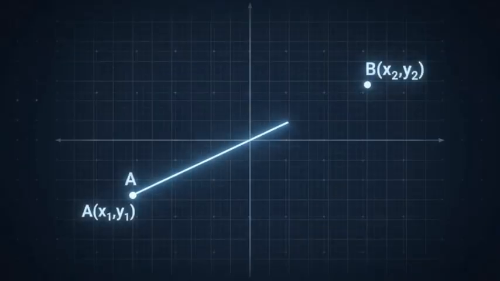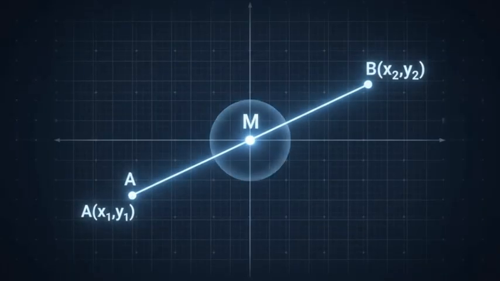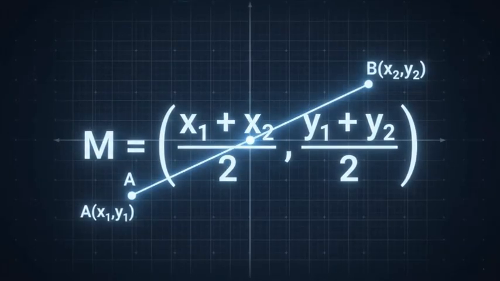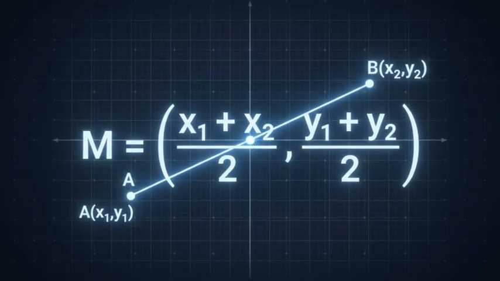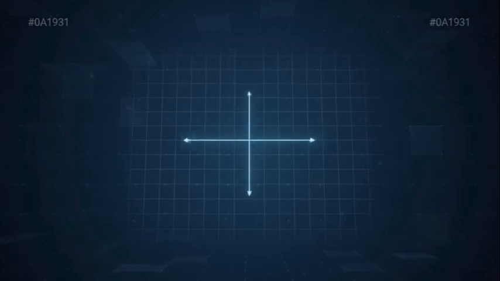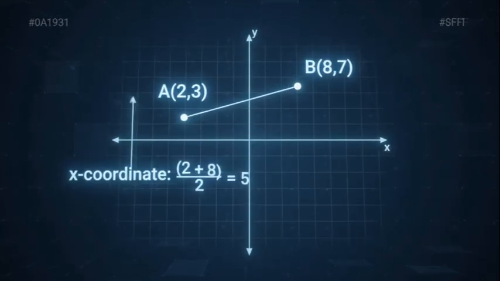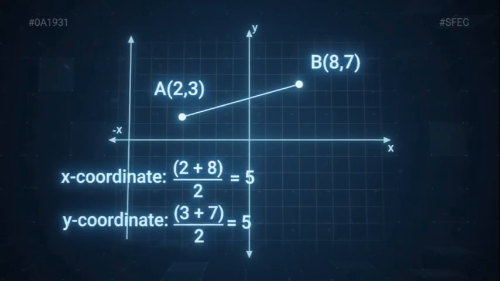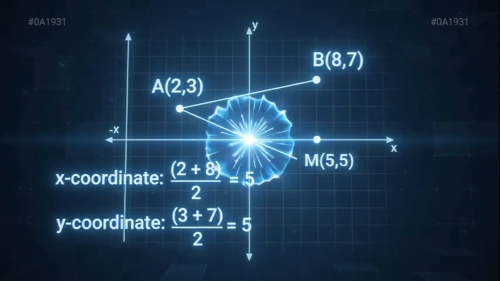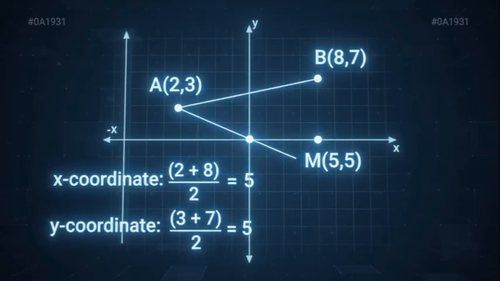The midpoint of a line segment is the point exactly halfway between its two endpoints. We find it by averaging the x-coordinates and averaging the y-coordinates. For example, the midpoint of (2, 3) and (8, 7) is found by averaging the coordinates. The result is the point (5, 5).